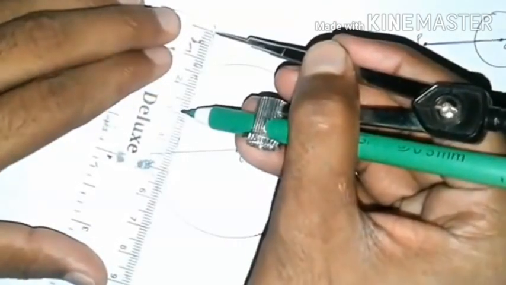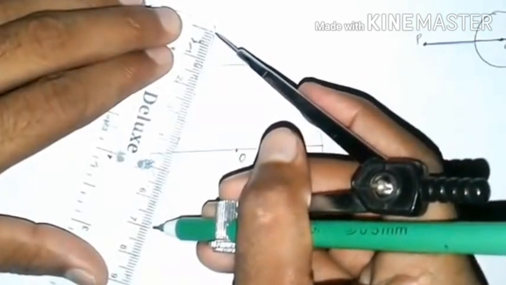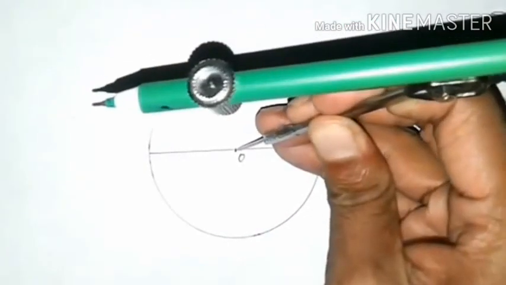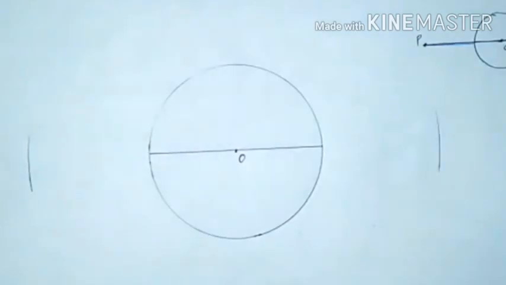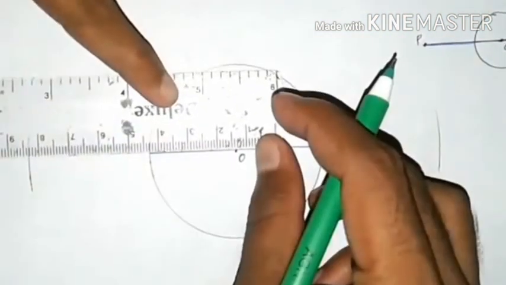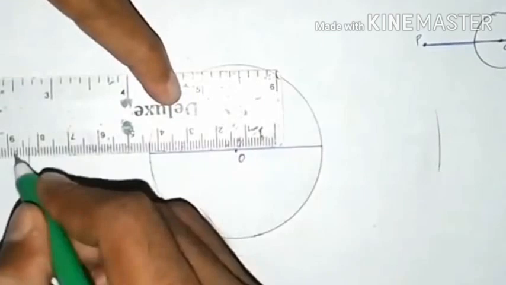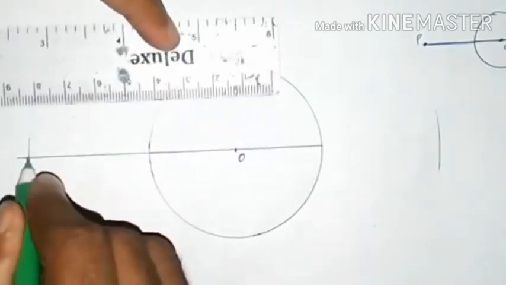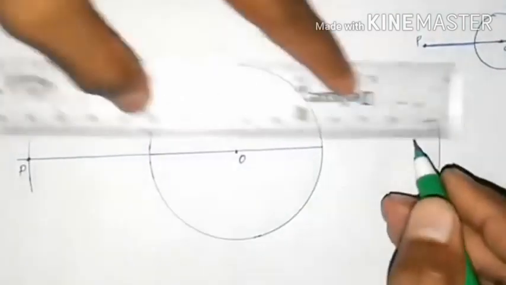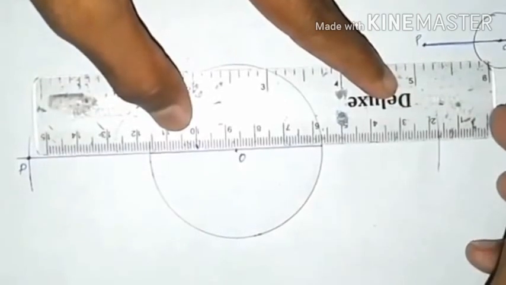So you have to take 7 cm in your compass. That will be easy for you. So with O as center, draw arcs on both the sides of that circle. We have taken 7 cm and then join from O to that particular arc. Label the points as P and Q.